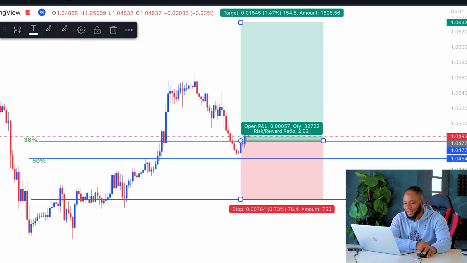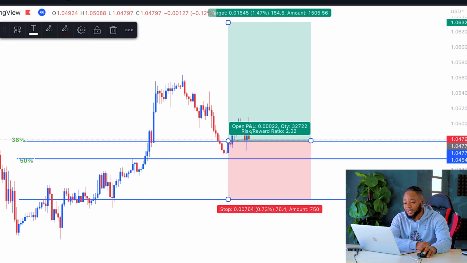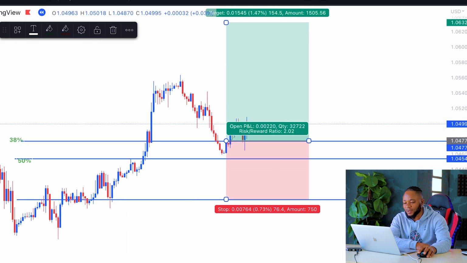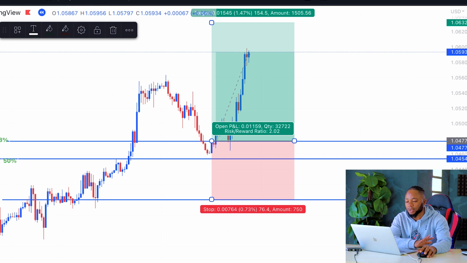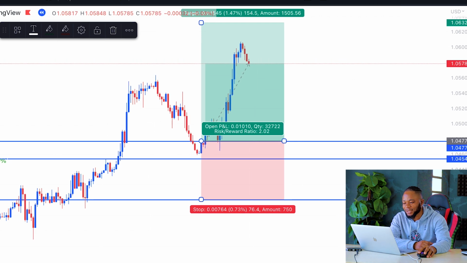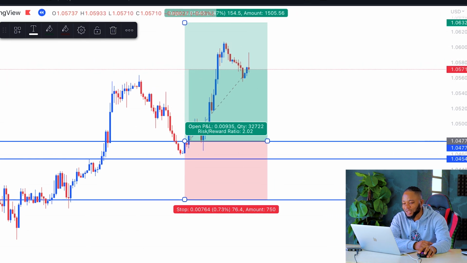Okay, you can see the market is still good. We are already in profit. The market tried to come back again to the 50% level, but didn't. You can see we are already in profit of almost about 300 pips, because this target is almost about 380 pips. Let's just keep going. We just missed our take profit.